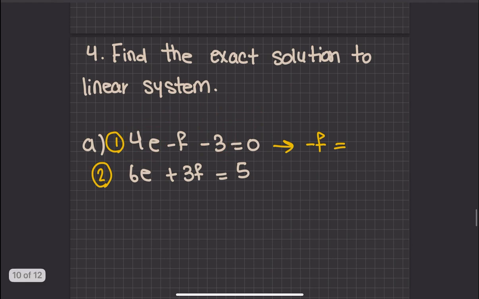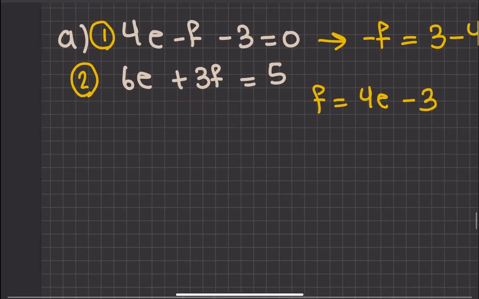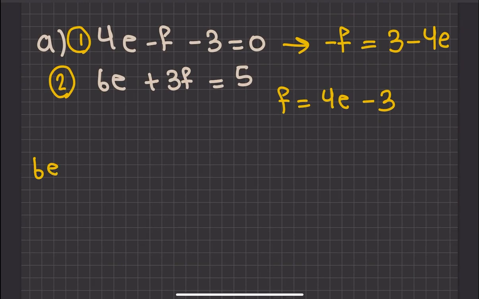So what I'm going to have is 3 minus 4e. But I'm looking for f. I'm not looking for minus f. So I'm going to divide the whole thing by minus 1. So I'm going to have f equals 4e minus 3. Then I'm going to substitute this into the second equation. So instead of f, I'm going to write down 4e minus 3. So I'm going to write down 6e plus 3, and instead of f, 4e minus 3 equals 5.